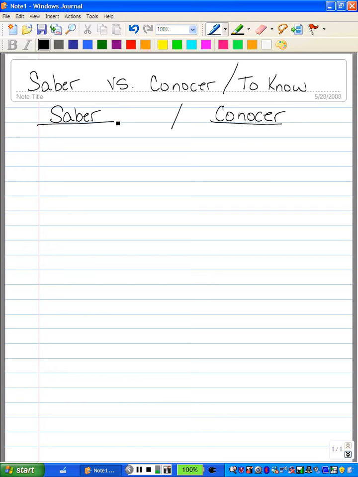Alright, first let's talk about how you conjugate them, because these two verbs are only irregular in the yo form. The yo form of the verb saber is sé. The yo form of the verb conocer is conozco. Both of these mean I know. After you memorize the irregular yo forms of these two verbs, the rest of the forms are regular.